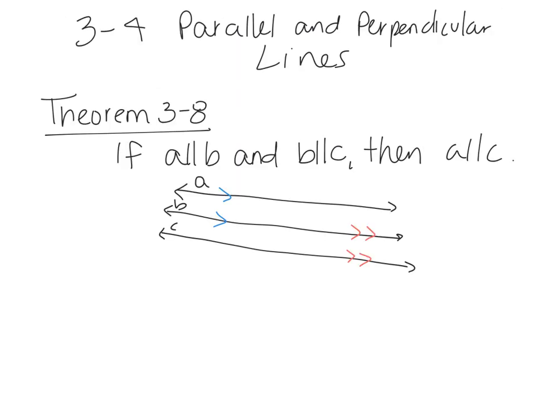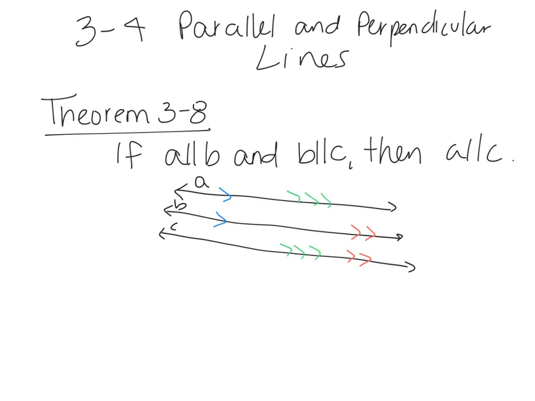Okay, I'm going to briefly just talk about 3-4. There's three theorems on here. The first one is theorem 3-8. It doesn't have a name, but it says that in a plane, if two lines are parallel to the same line, then they are parallel to each other. So if A is parallel to B and B is parallel to C, then A is parallel to C.